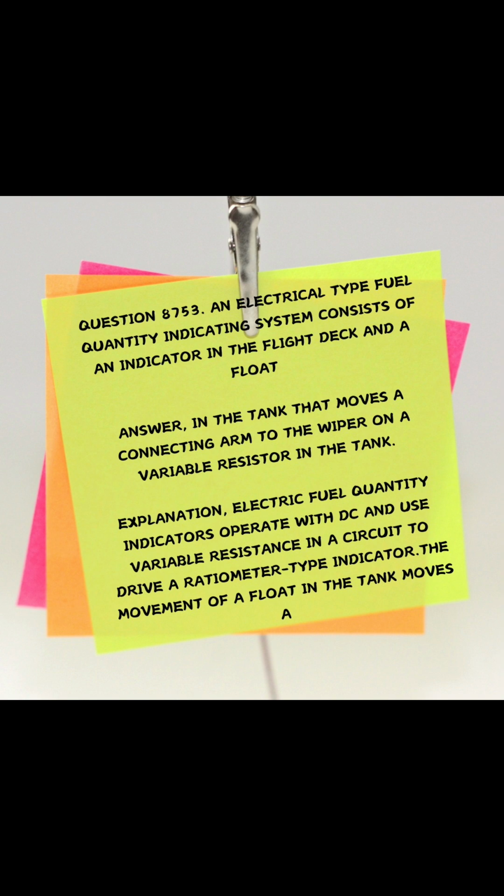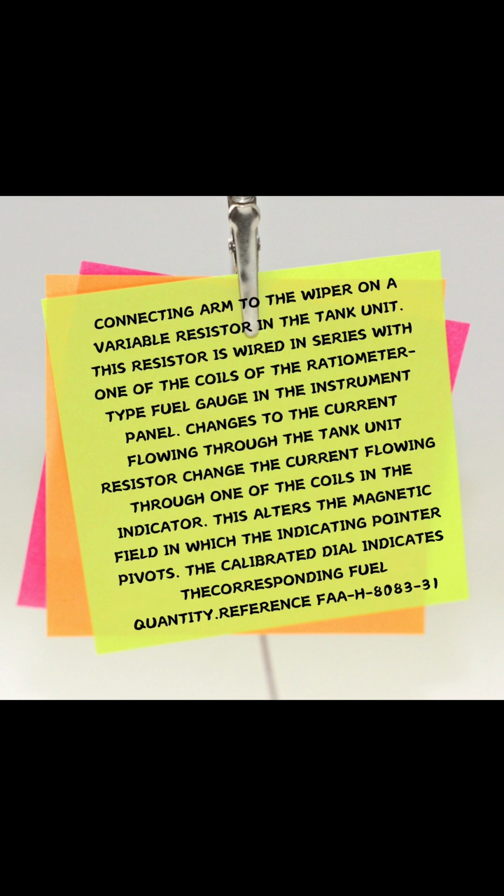The movement of a float in the tank moves a connecting arm to the wiper on a variable resistor in the tank unit. This resistor is wired in series with one of the coils of the ratiometer-type fuel gauge in the instrument panel. Changes to the current flowing through the tank unit resistor change the current flowing through one of the coils in the indicator. This alters the magnetic field in which the indicating pointer pivots. The calibrated dial indicates the corresponding fuel quantity.